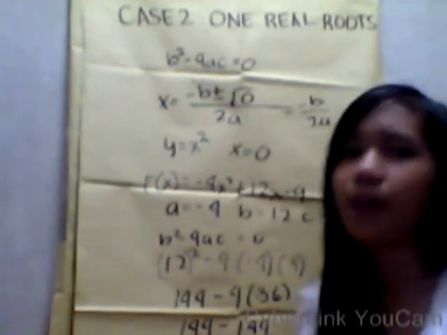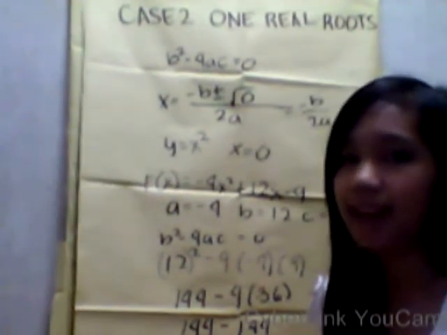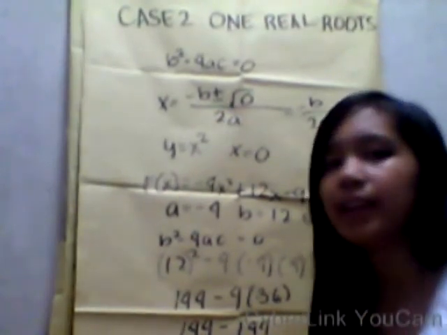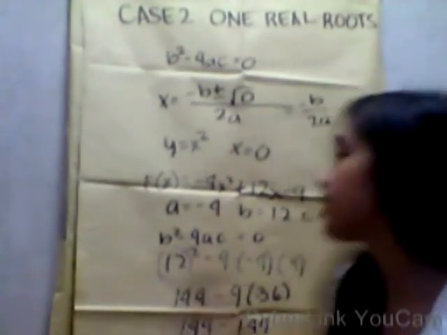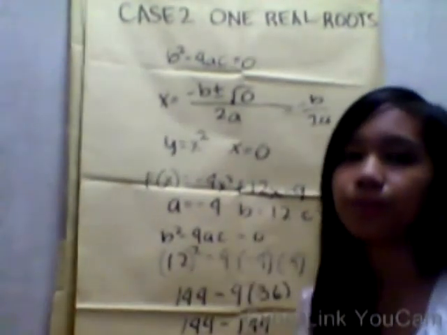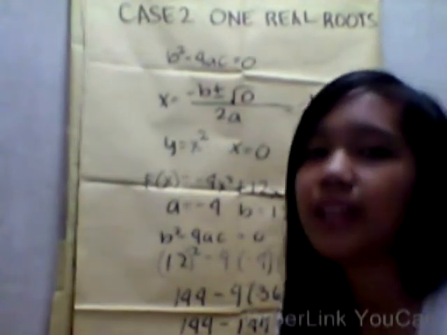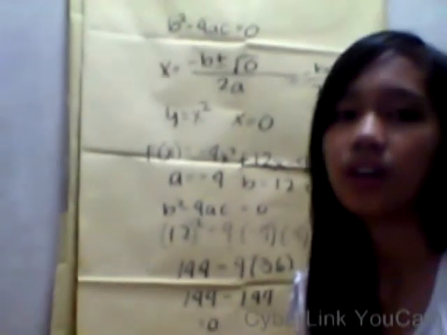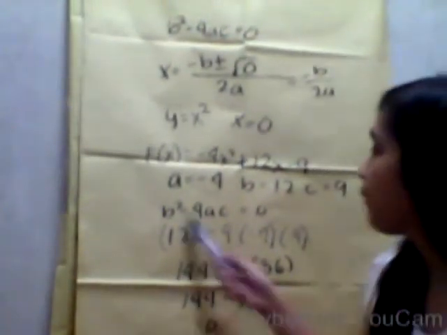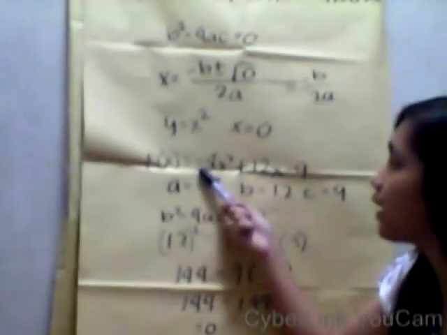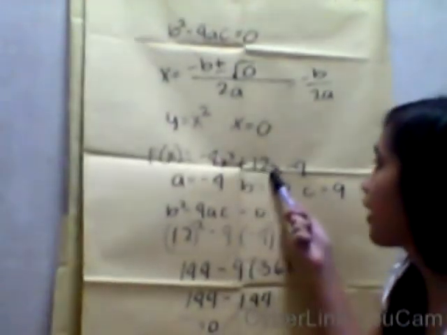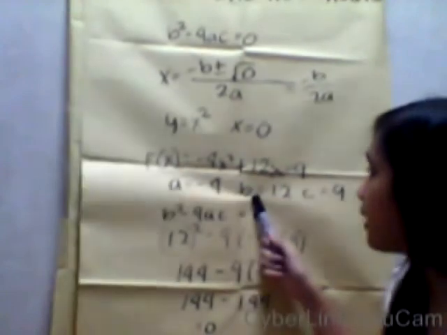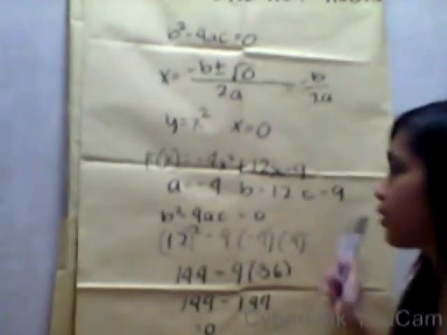Thus, a parabola has exactly one real root when the vertex of the parabola lies right on the x-axis. The simplest example of a quadratic function that has only one real root is y is equal to x squared, where the real root is x equals 0. Another example of a quadratic function with one real root is given by f of x is equal to negative 4x squared plus 12x minus 9, where a is equal to negative 4, b is equal to 12, c is equal to negative 9.